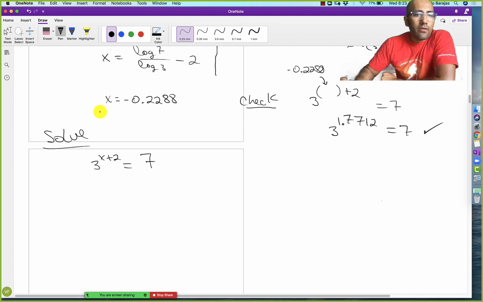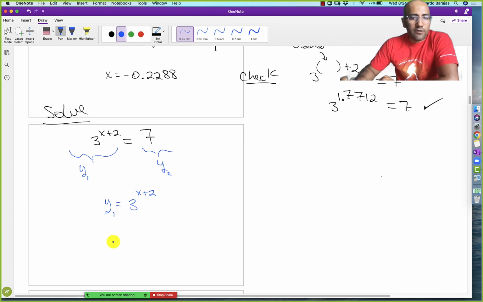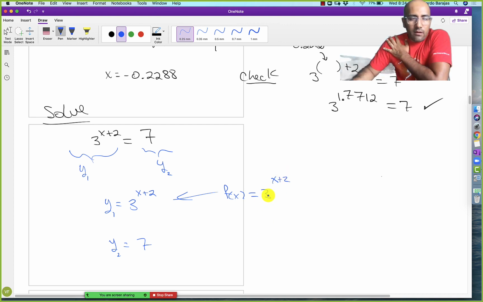The other thing you could do with your calculator is to rewrite this as one function. Here's one function. We're going to call that y sub 1 in our calculator. And then the other side is the other function, and in this case, the other function is just 7, right? So we're going to have y sub 1 equals 3 to the power of x plus 2 on your calculator. This is a function. And then for y sub 2, we're going to have just 7. Good. So this is the function f of x equals 3 to the power of x plus 2. So this is an exponential equation base 3.